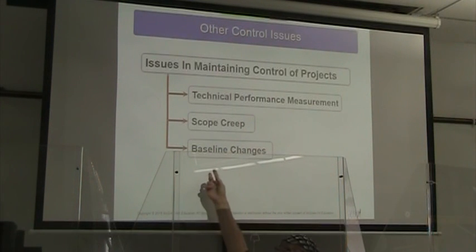Have we had any baseline changes? Right? Part of the project runs into trouble. So they're saying, look, we're going to need an additional 2 time periods to complete this. Well, of course, that's going to throw off the whole schedule, unless they have 2 time periods of slack that they can fill up.